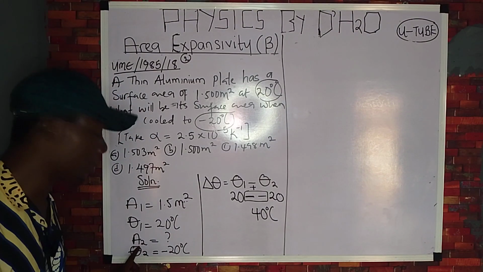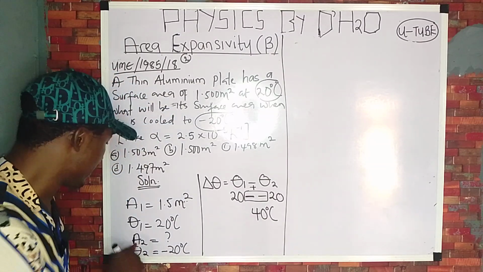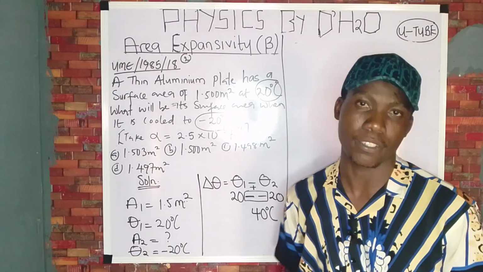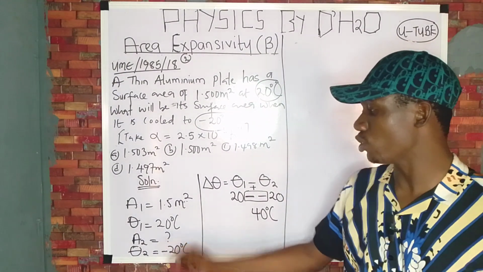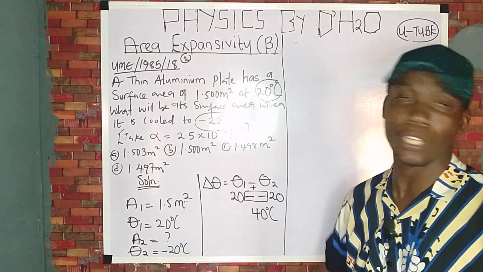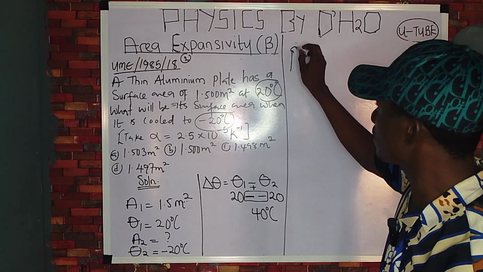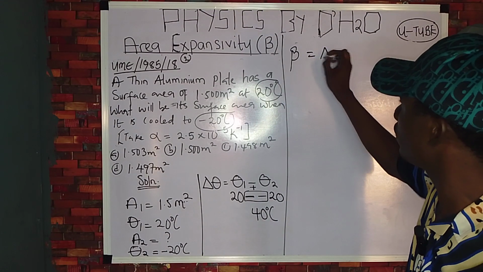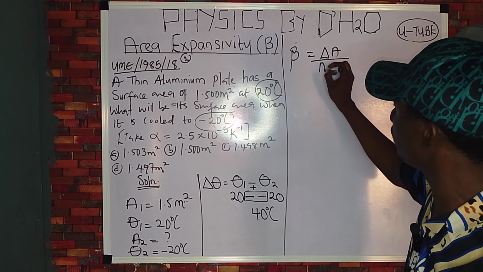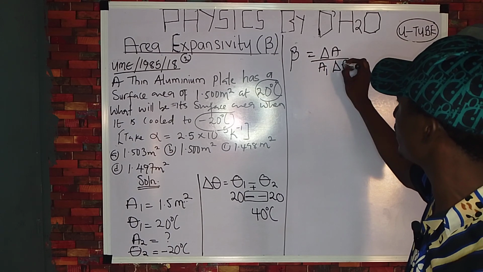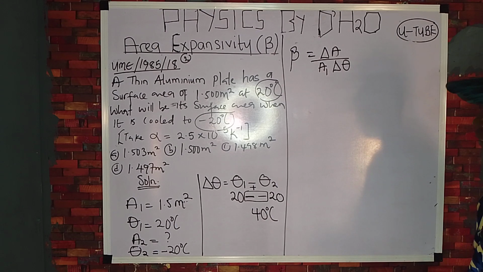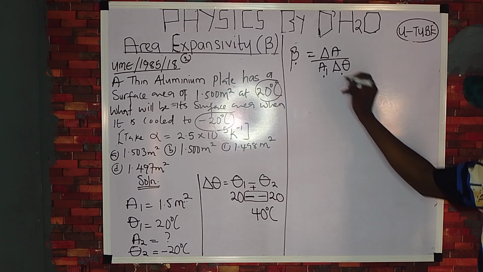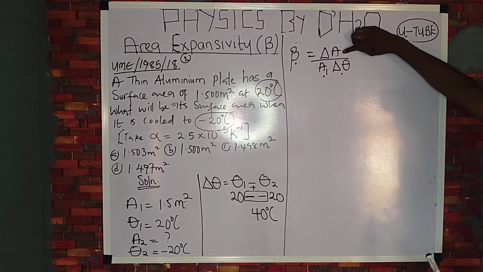Now, we are told to calculate for the second area. But I think what we have to do in this question is to find our change in area first. Let's get our change in area. When you get your change in area, then you can calculate for your A2. So remember, our formula says that your superficial or area expansivity is change in area over the original area times change in temperature. This is our formula, okay? Now, what we need is this, and this.